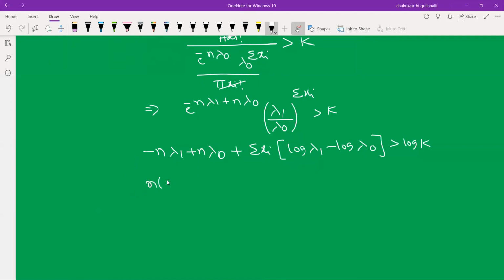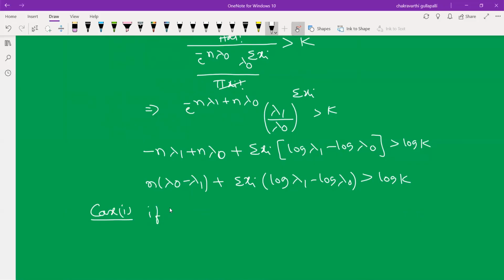Taking the common factor lambda naught minus lambda 1, plus summation xi times log lambda 1 minus log lambda naught is greater than log k. Now this value we bring to the side here.